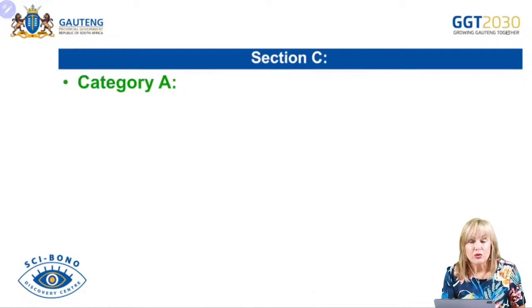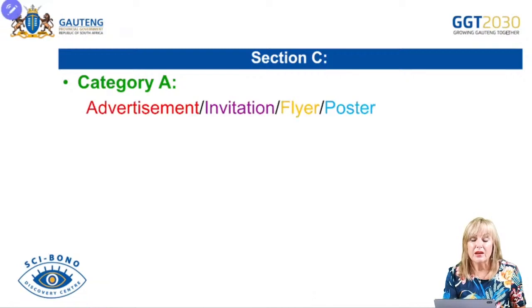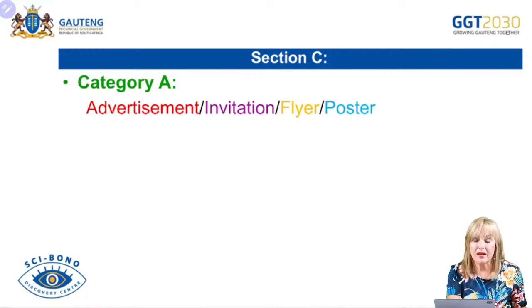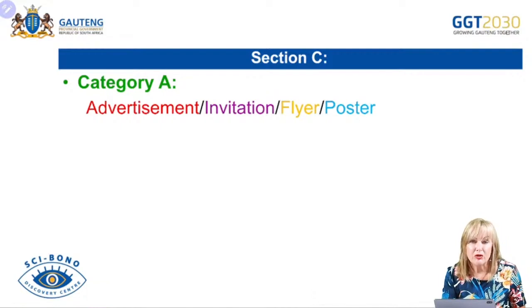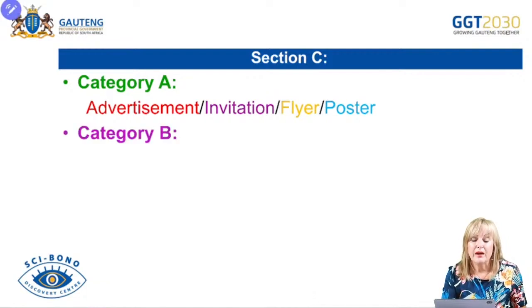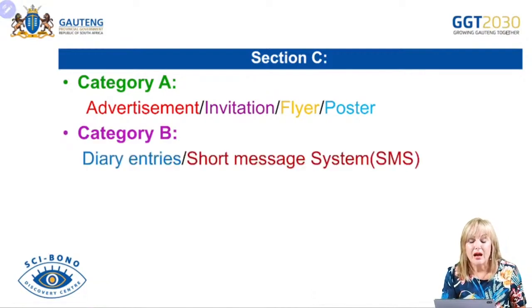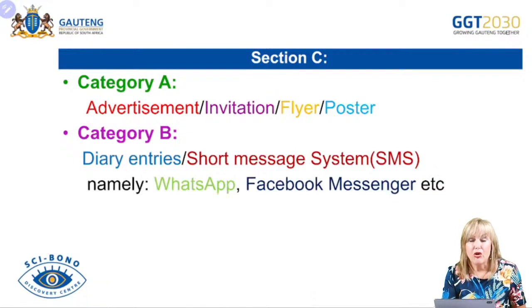And then in the shorter transactional, we also have different categories. In category A, and remember section C counts 20 marks, an advertisement or an invitation or a flyer or a poster. So you see they're all linked. They basically have the same methodology when you write them. In category B, it's a diary entry, or you could be asked to write an SMS, a short message system. For example, you could be asked to write a WhatsApp or a Facebook Messenger message.